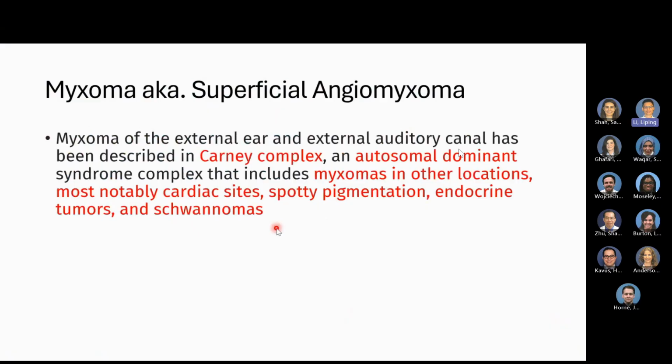Okay, the next one is myxoma, cutaneous myxoma, aka superficial angiomyxoma. So this is one of the kind of complex. If you can see multiple in other locations, including the heart, and then some endocrine tumor and schwannoma, you may think of this diagnosis. So the common locations for the cutaneous myxoma in the Carney complex are the nipple, eyelid, and the ear.